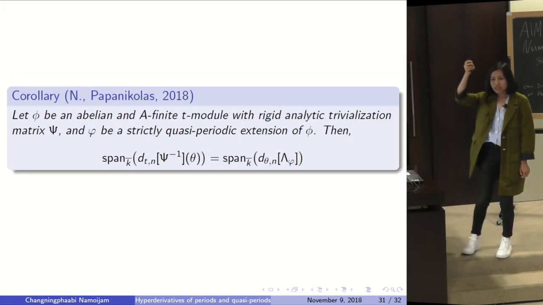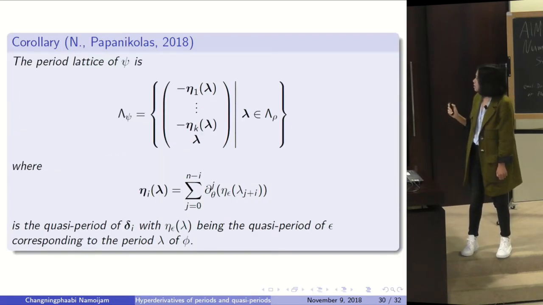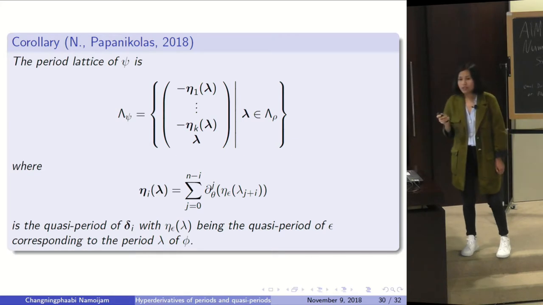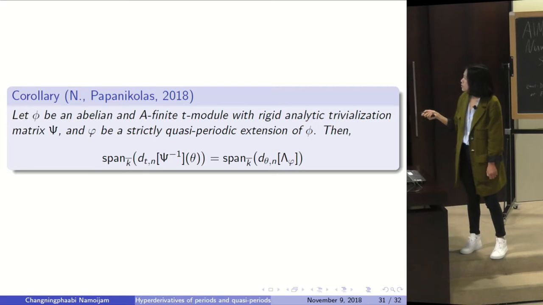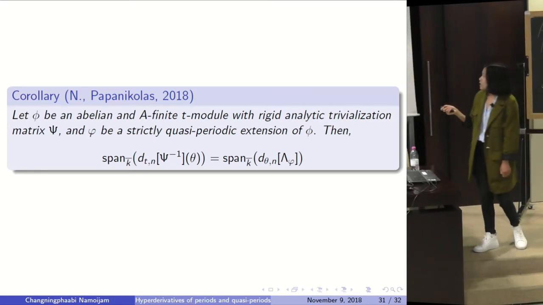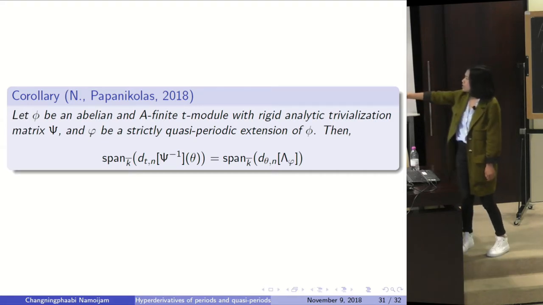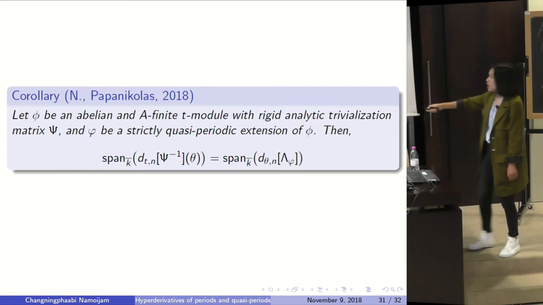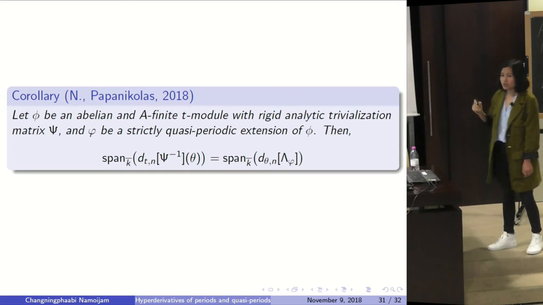Okay, so I can combine the first theorem and this corollary, and then we can get this corollary. So if I have phi, an abelian and finite T-module with rigid analytic trivialization matrix C, and phi is a strictly quasi-periodic extension of phi, then the K-span of, so when I say D_T^n of C inverse, it is that matrix where C inverse will be in the diagonal, and then derivatives with respect to T, and so on.